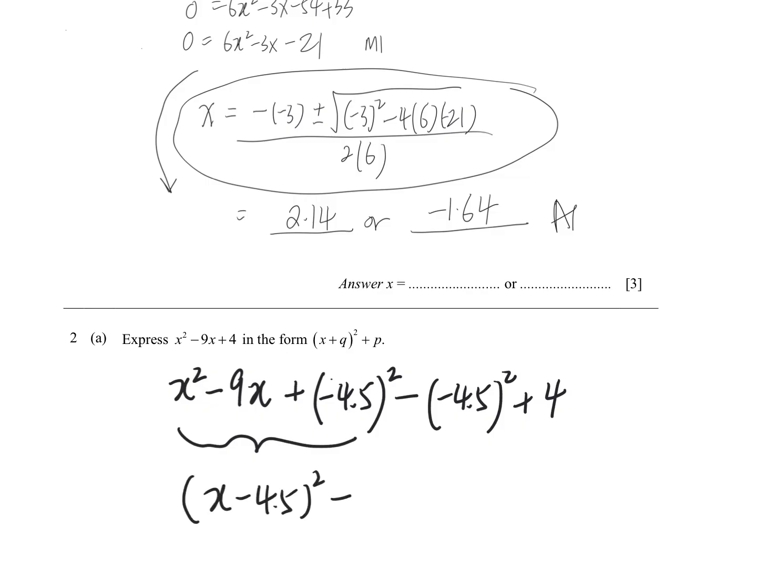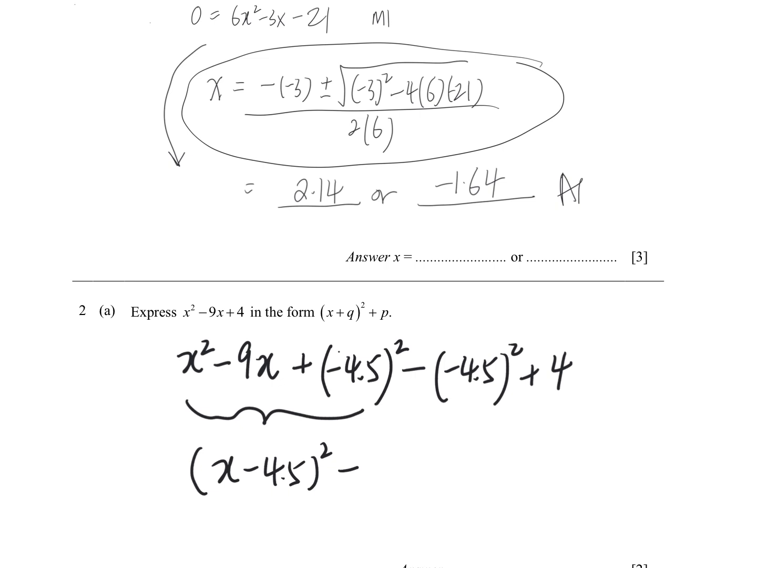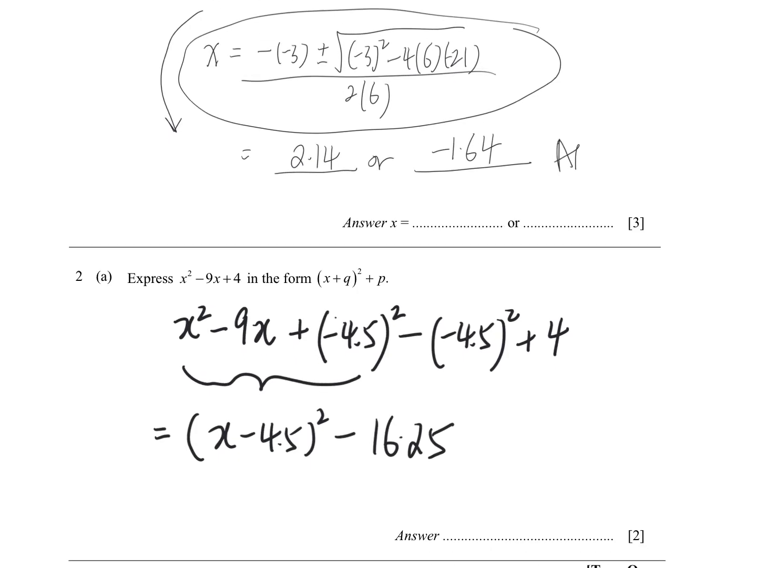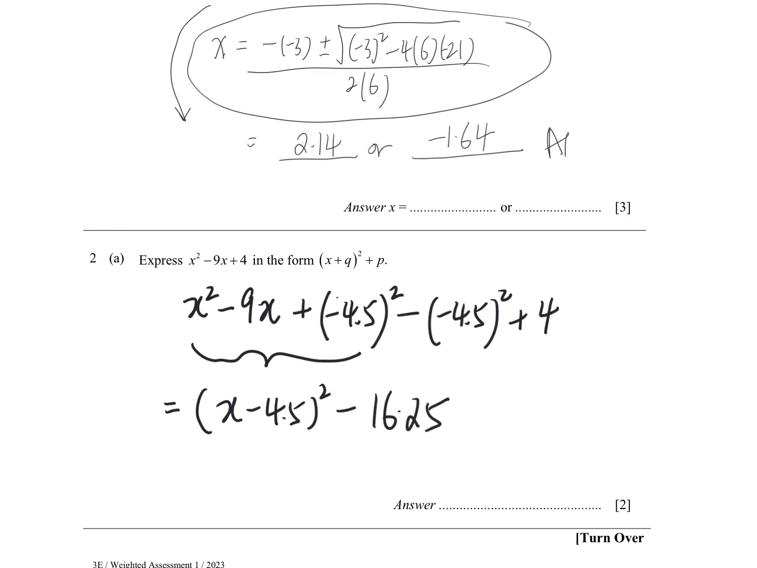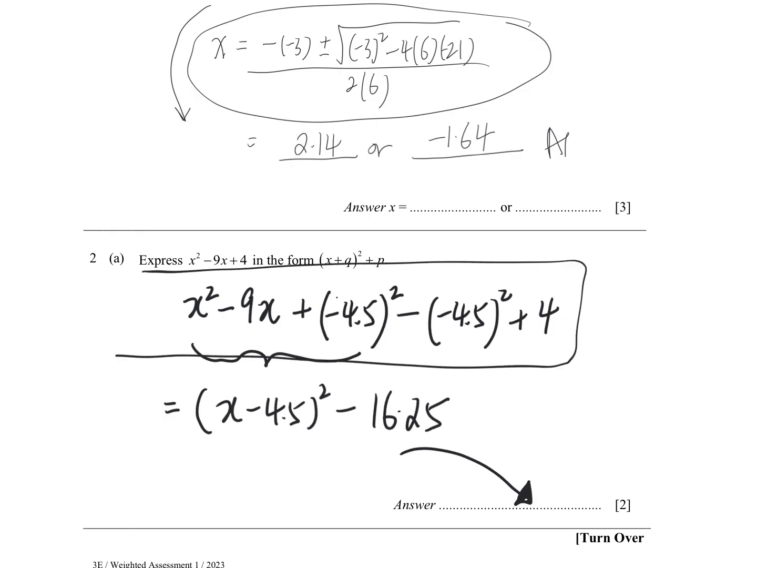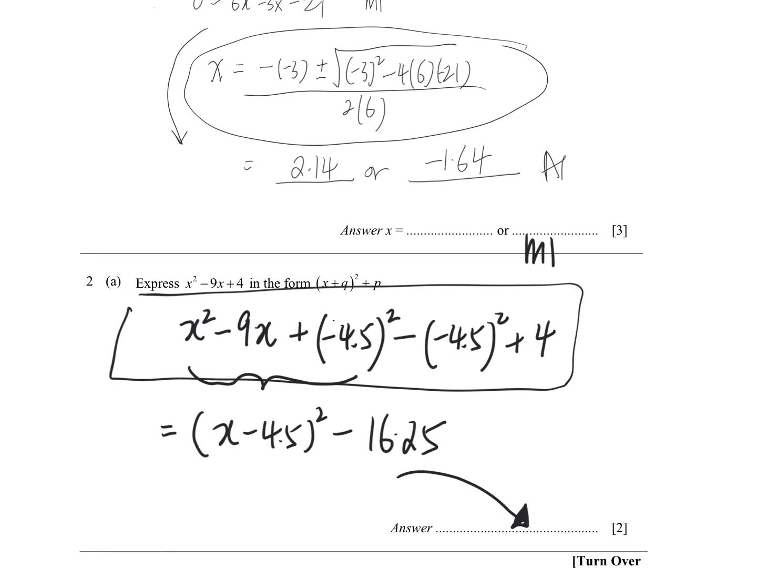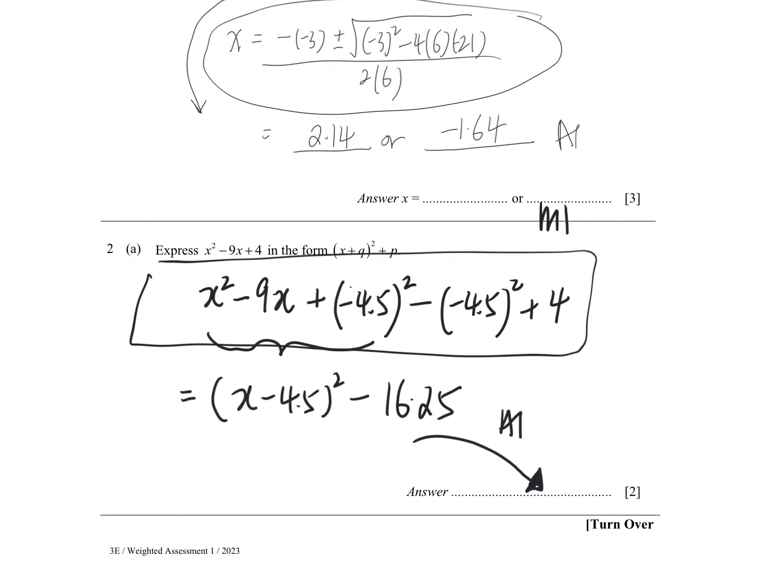And then at the back, you end up with what? What's the number here? Those of you who got it right. 16.25. Okay? So your answer should be written here. So 1 mark for being able to add in the 0 pair correctly, and 1 mark for the final answer.